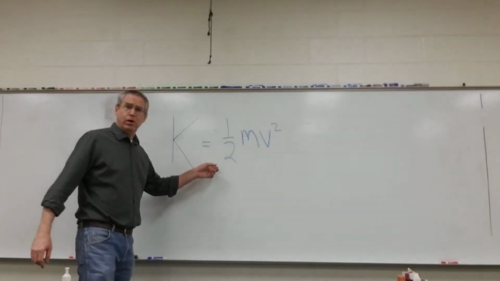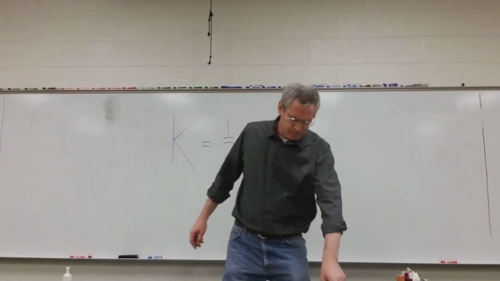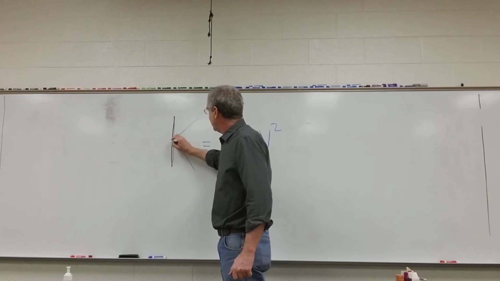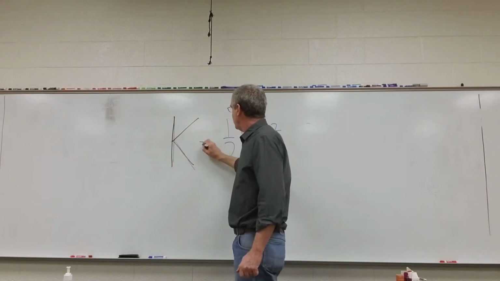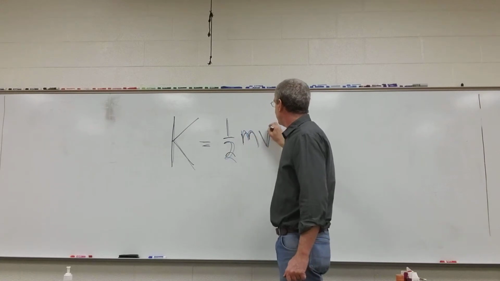All right, this formula on the board here, K equals 1/2 mv squared. I did it in blue for some reason. Excuse me. Probably should have done it in black. And so K equals 1/2 mv squared.